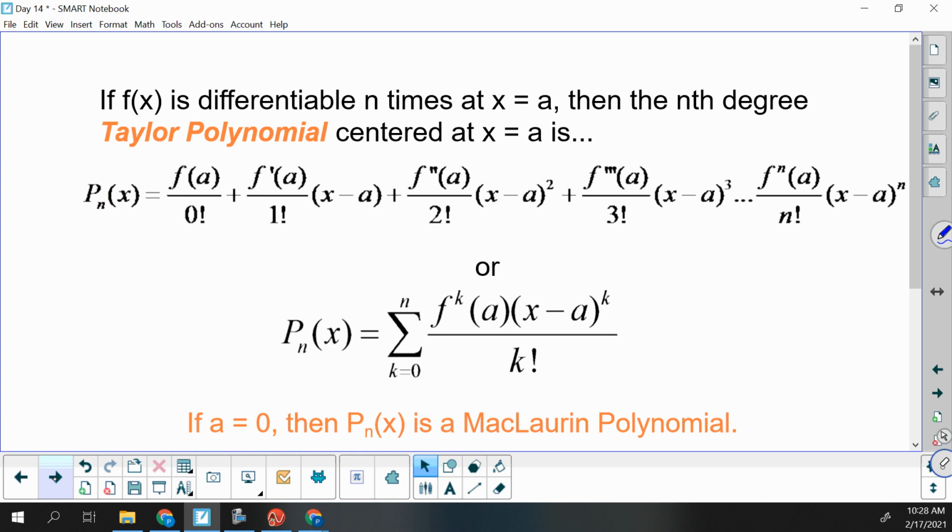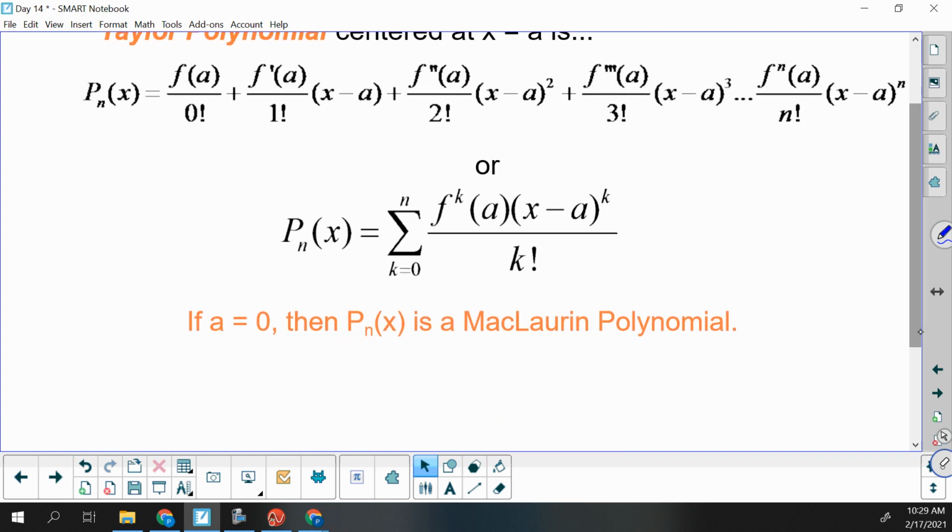And here's just that written out in general. So for any Taylor polynomial centered at x equals a, we can basically do the same thing that we did yesterday at the end of the class, but just with a few slight changes.